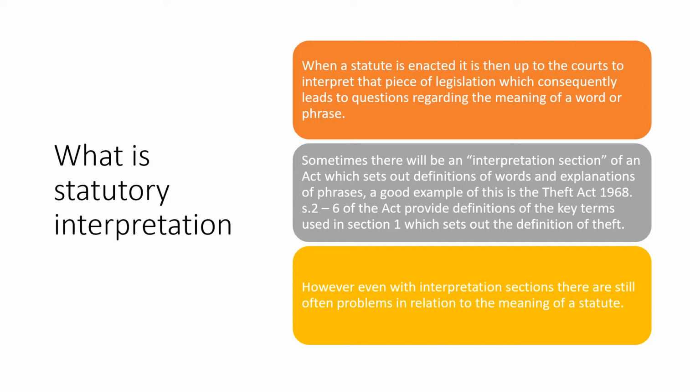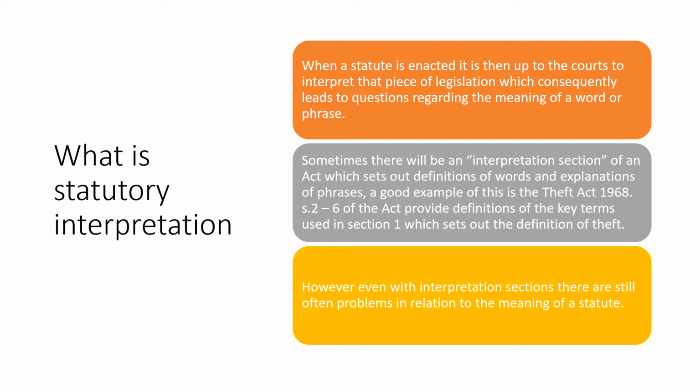So for example, in the Theft Act of 1968, section 1 explains theft to be the dishonest appropriation of property belonging to another with the intention of permanently depriving the other of it. Now, those terms are in plain English, but appropriation, for example, might be unclear. So section 3 tells us what appropriation is. Section 4 tells us what property is. Section 5 tells us when it belongs to another.